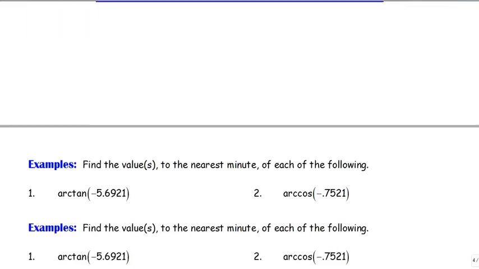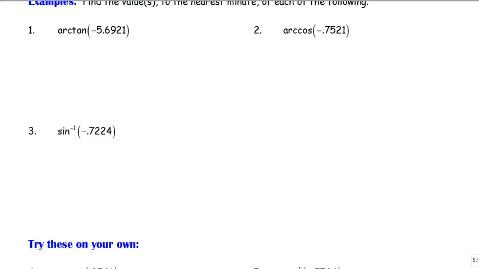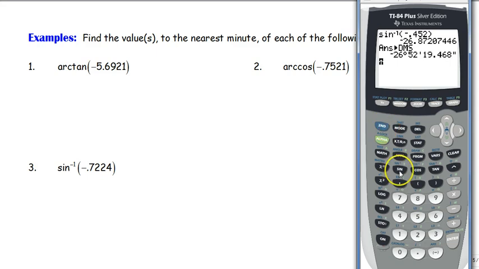We're going to do a couple problems together, and then I want you guys to try yours for homework, and we will go over them in class. So tangent, like I was just talking about. Let's do this one first. So let's get our calculator back out, and we do second tangent of negative 5.6921.